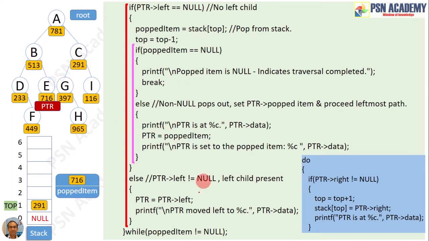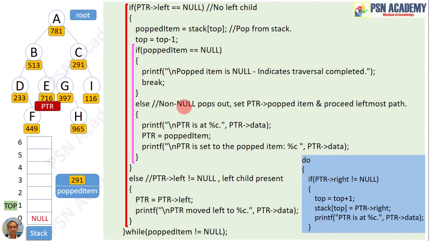Again, you run the loop because popped item is not null. So you check PTR's right is null or not. See that PTR's right is null. So there is no push operation here. You check PTR's left and you see that PTR left is null. So you get inside this if block and you pop item from stack top and store it inside the popped item variable. So 291 will come out of the stack and it will be stored inside this variable. Now you check whether the popped item is null or not. No, it is not null.